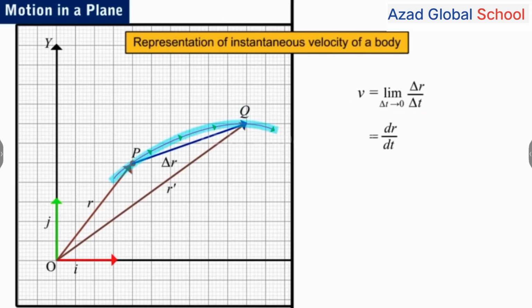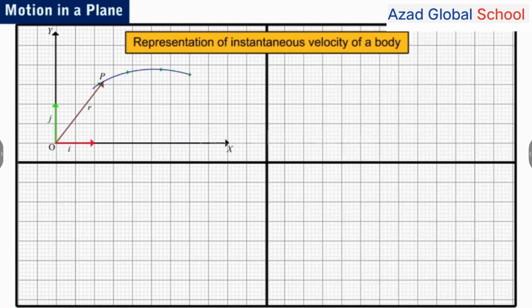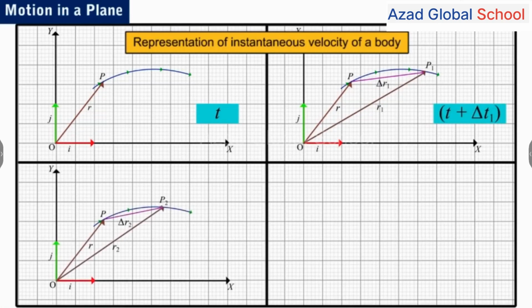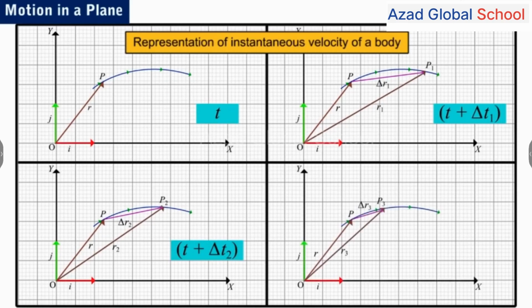When the body is moving along the curved path in the xy plane, it is at point P at time t, at point P1 at time t plus delta t1, at point P2 at time t plus delta t2, and at point P3 at time t plus delta t3. The position vectors of these various points are: P is r, P1 is r1, P2 is r2, and P3 is r3.